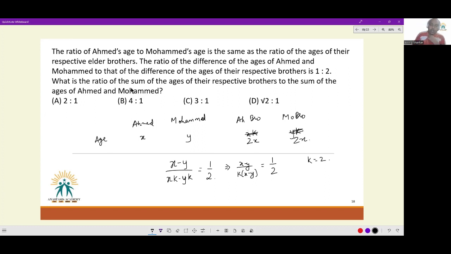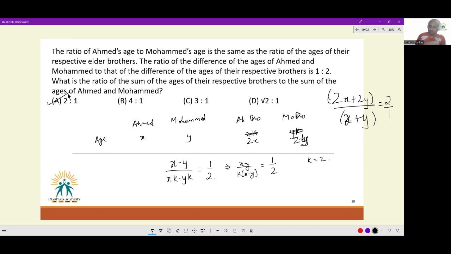Now, what is the ratio of the sum of ages of the respective brothers? The sum of ages of Ahmed and Muhammad. Their summation is 2x plus 2y. Here I have x plus y. This is the sum of ages of the brothers. This is the sum of ages of Ahmed and Muhammad. So the ratio is simply 2 is to 1, or option A is the answer.